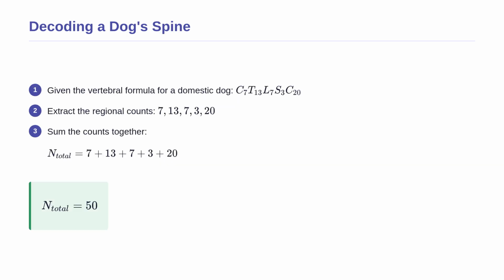Let us see this formula in action with a healthy domestic dog. We're given the vertebral formula C7, T13, L7, S3, C20. We need to determine the total number of vertebrae in the spine. First, we extract the subscript numbers for each anatomical region. Then, we set up our addition. 7 plus 13 plus 7 plus 3 plus 20. Adding these together gives us a final answer of exactly 50 total vertebrae. This tells us the dog has a fairly long and complex spine.